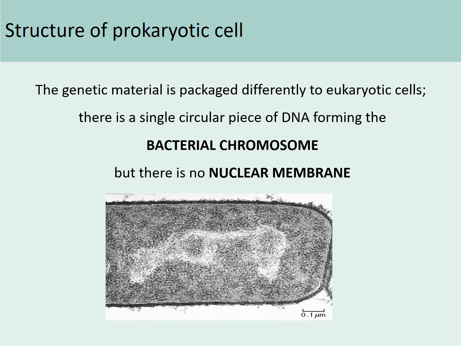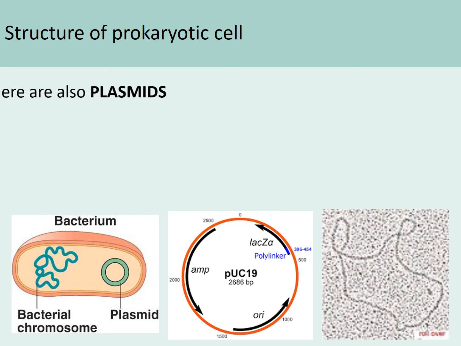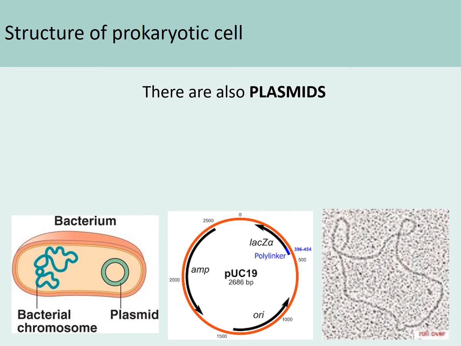It is not in a nucleus that is bound to the membrane. Now we also have these structures, these circular structures called plasmids. And as you can see on the bottom left diagram, it's a little bit clearer to see the difference between a bacterial chromosome or chromosomal DNA and a plasmid.